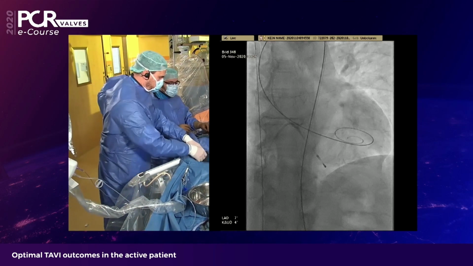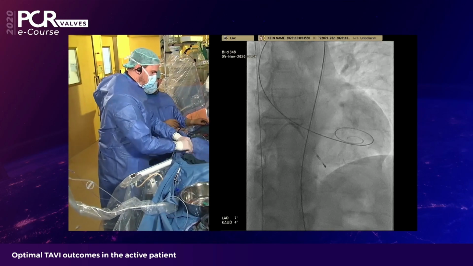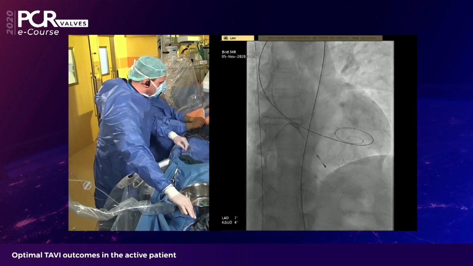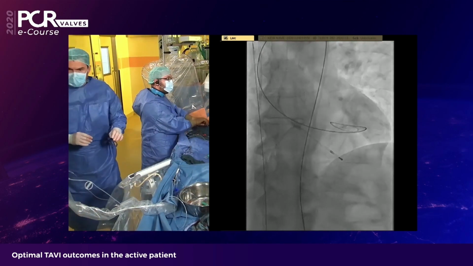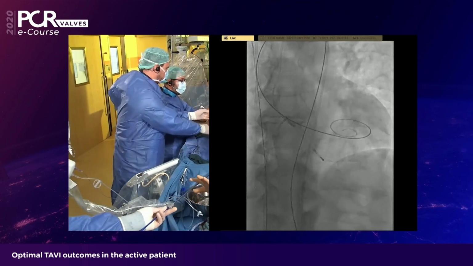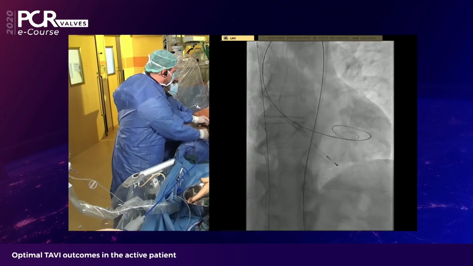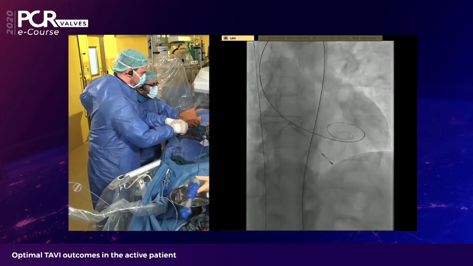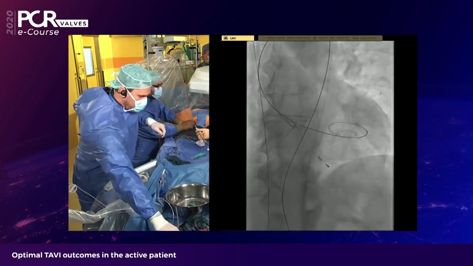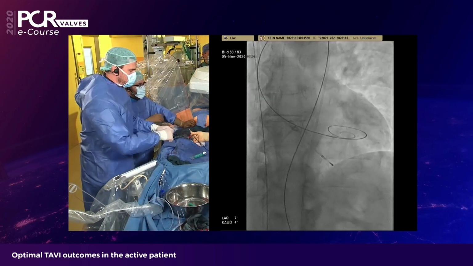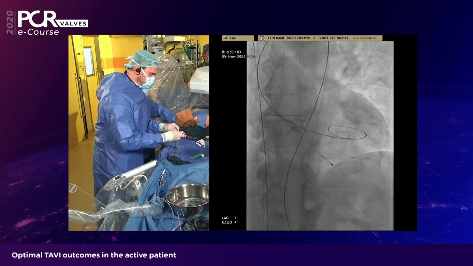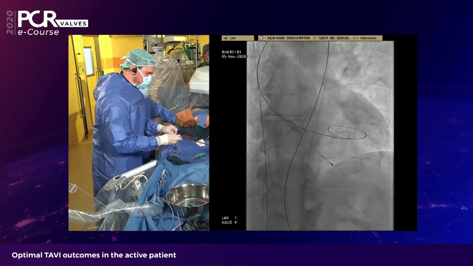Yeah. Okay, so we'll now take the valve. We had a 14 French sheath, and now we're switching to the delivery device.